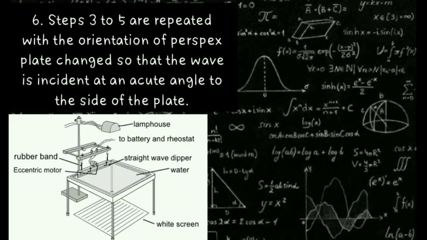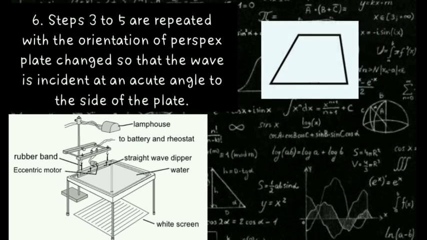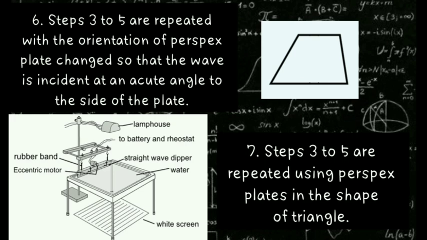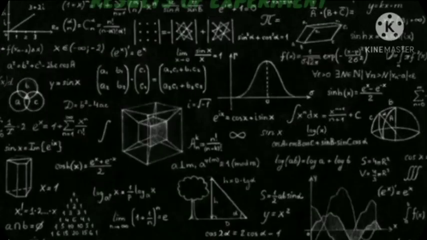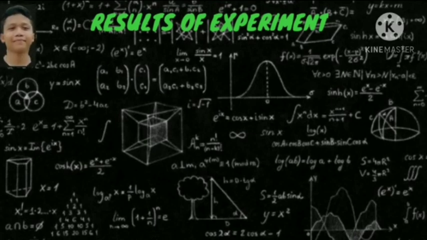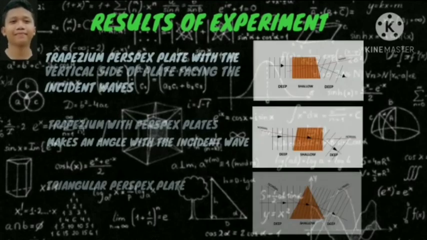Steps 3 to 5 are repeated with the orientation of perspex plate changed so that the wave is incident at an acute angle to the side of the plate. Steps 3 to 5 are repeated using perspex plates in the shape of triangle. So here are the results of experiment.